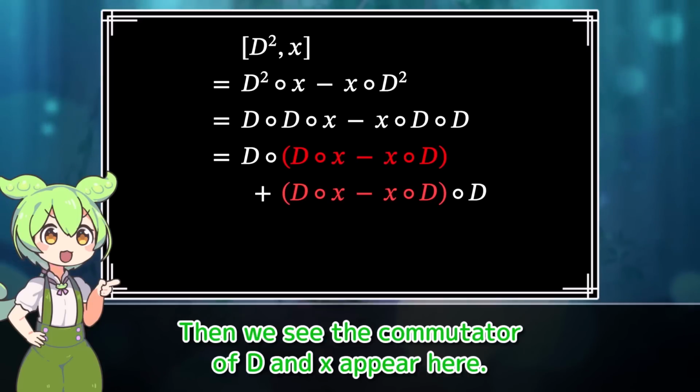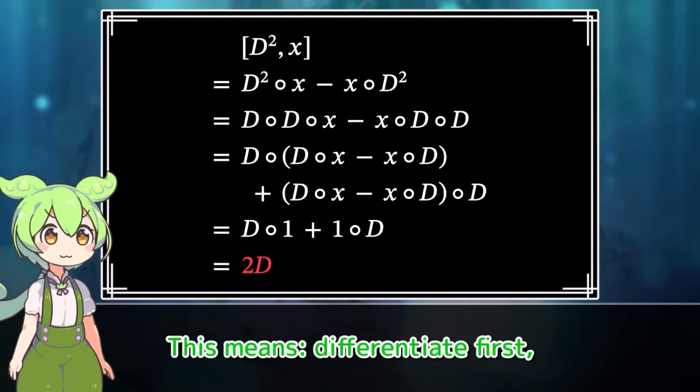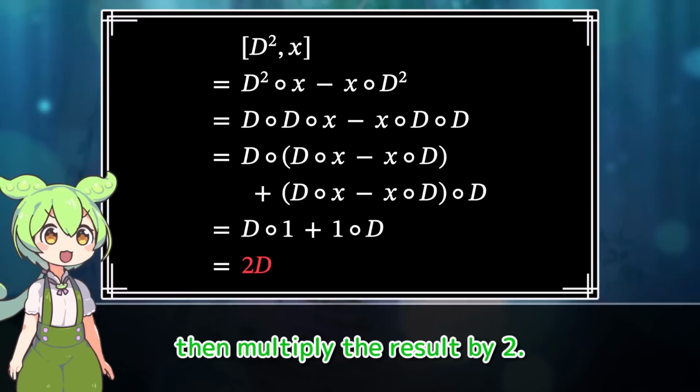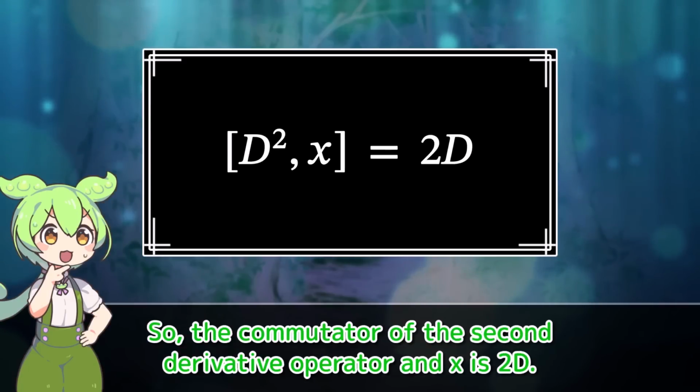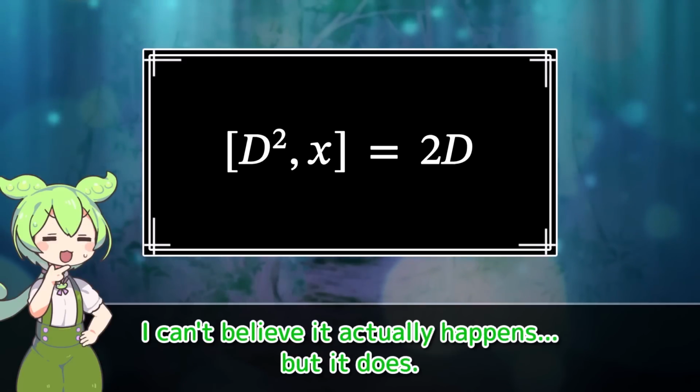Then we see the commutator of d and x appear here. We know that equals 1. So the result is 2d. This means, differentiate first, then multiply the result by 2. So the commutator of the second derivative operator and x is 2d. It almost looks like d squared itself is being differentiated. I can't believe it actually happens, but it does.